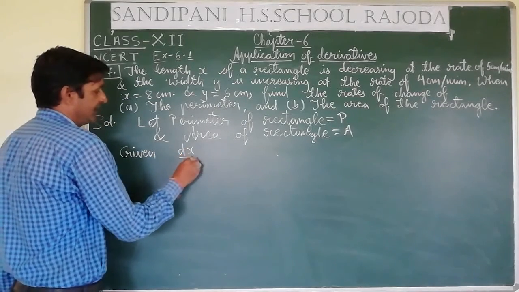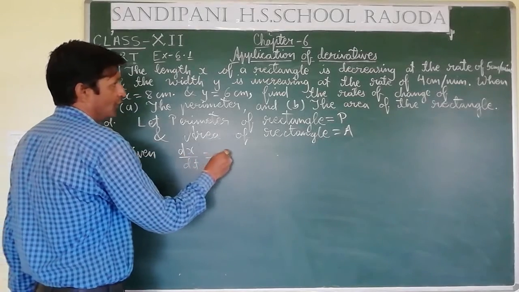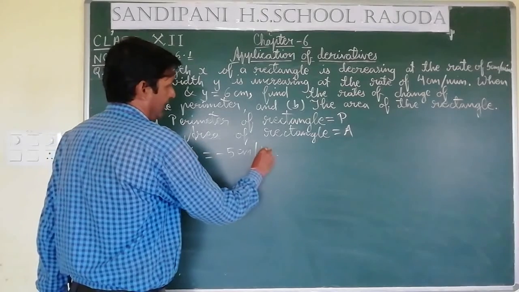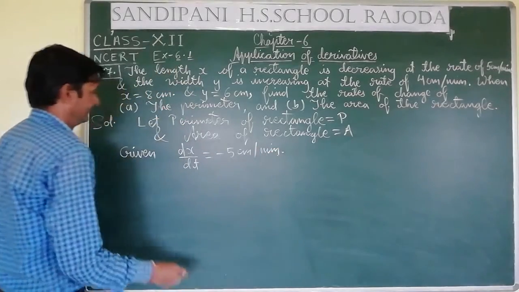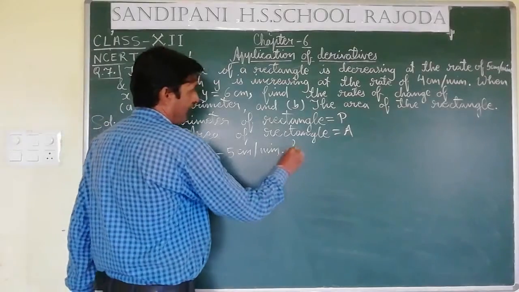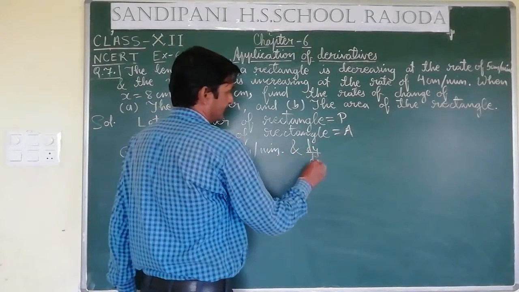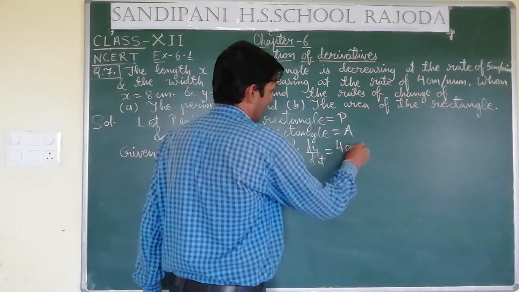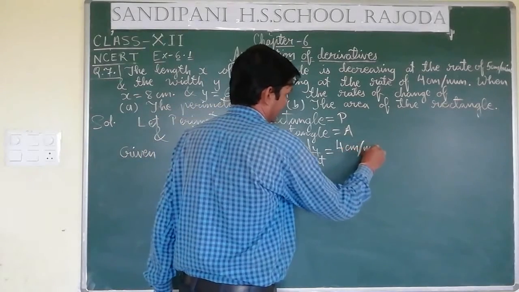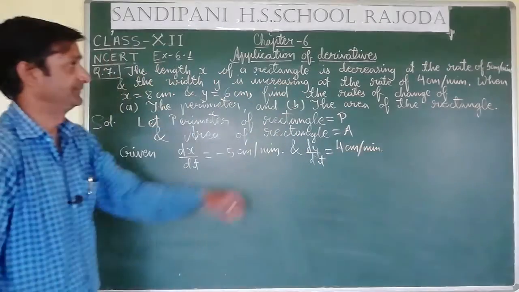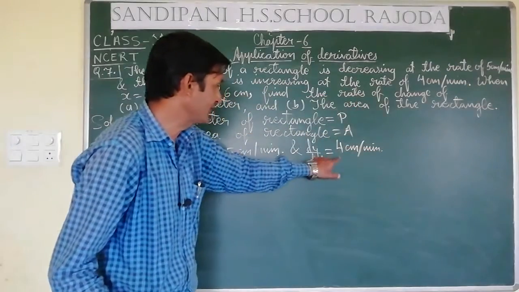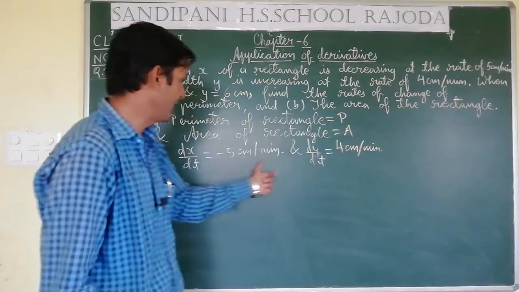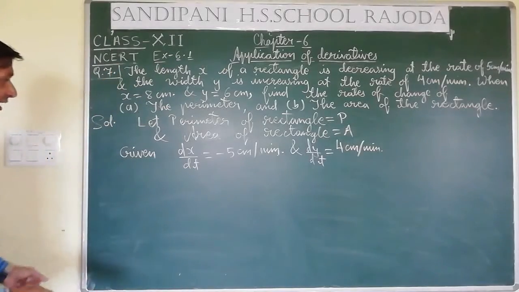dx by dt is equal to minus 5 centimeter per minute and dy by dt is equal to 4 centimeter per minute, because it is increasing. Here it is increasing, that's why it is positive, and here it is decreasing, that's why it is negative. Decrement is shown by negative sign here. Now what we have to find?